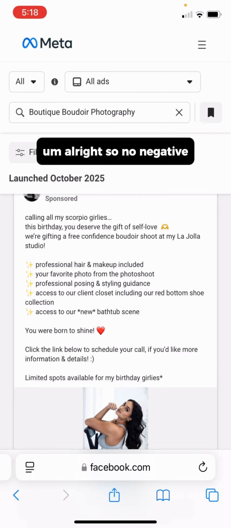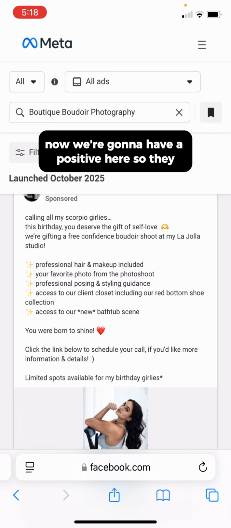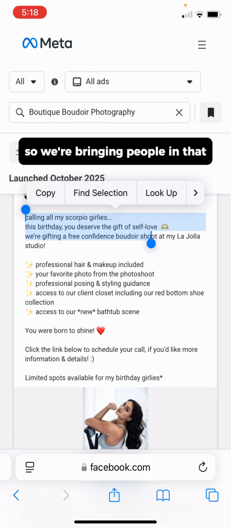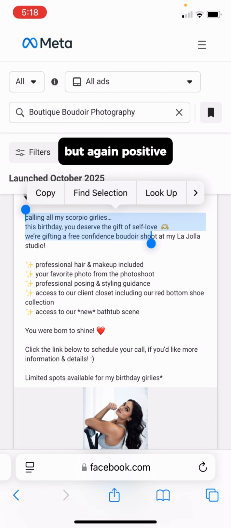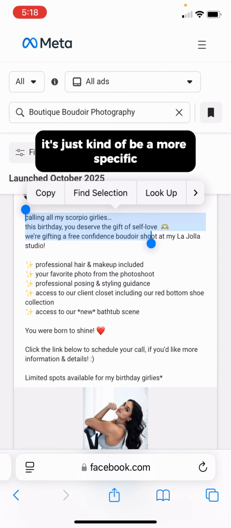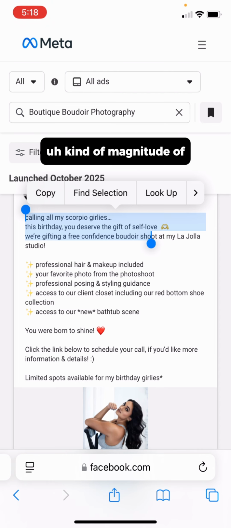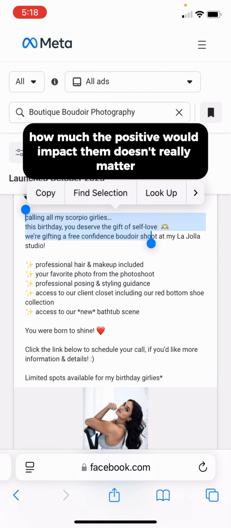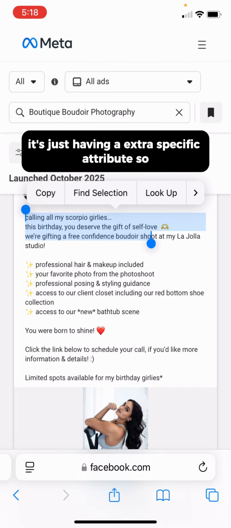All right, so no negative. Now we want to have a positive here. So we're bringing in people that want to get away from this pain, but also want this positive. But again, positive is just kind of being more specific. The magnitude of how much the positive would impact them doesn't really matter. It's just having an extra specific attribute.